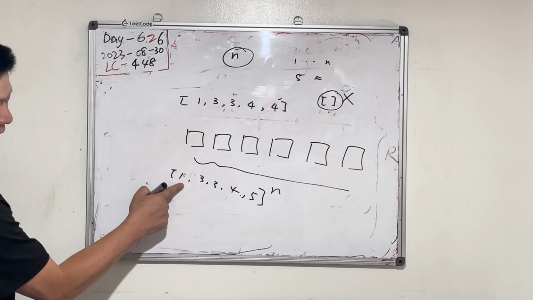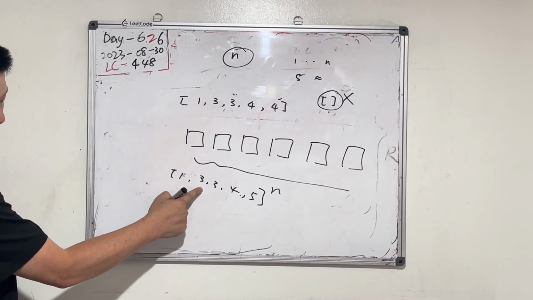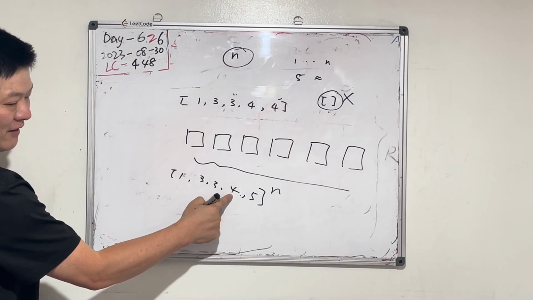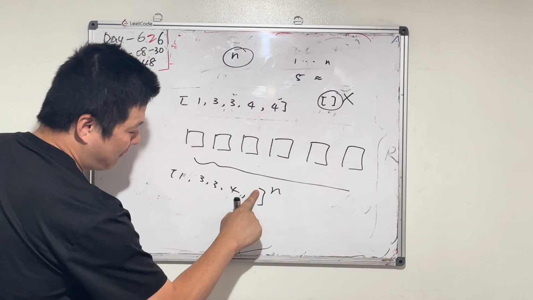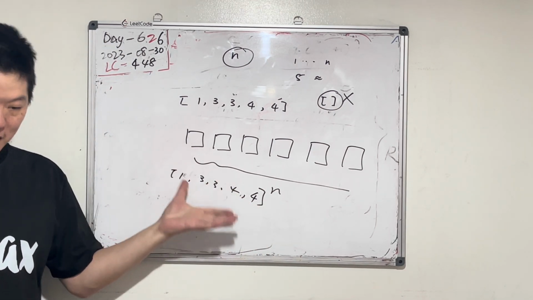For example, like this one. The next one is 2, right? But it's 3, so we know 2 is missing. And then 3, 4, right? And then we keep going. And if here is 4 again, then we know 5 is missing. Yes, we can possibly solve this.